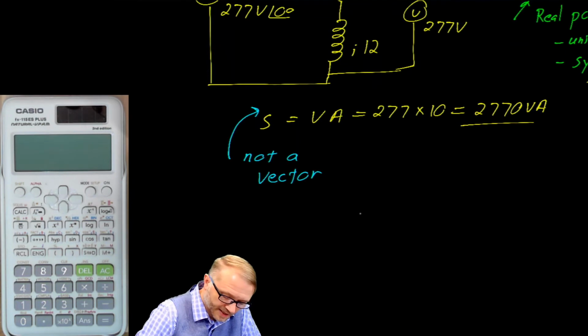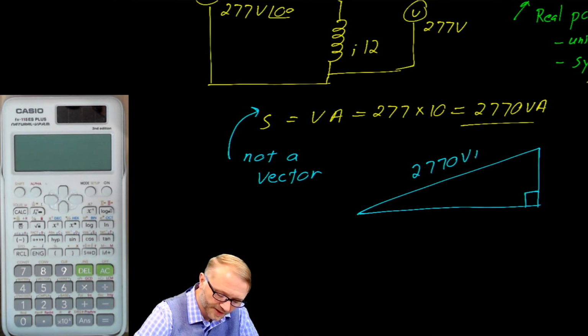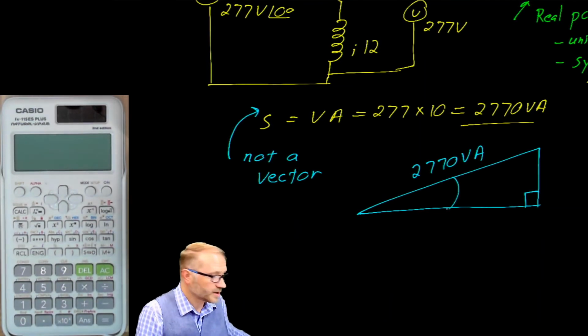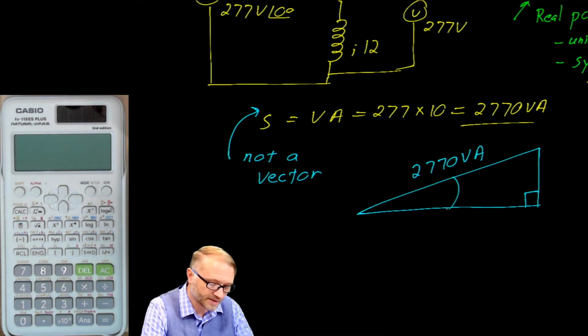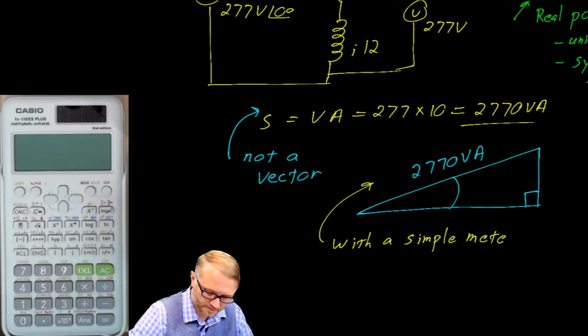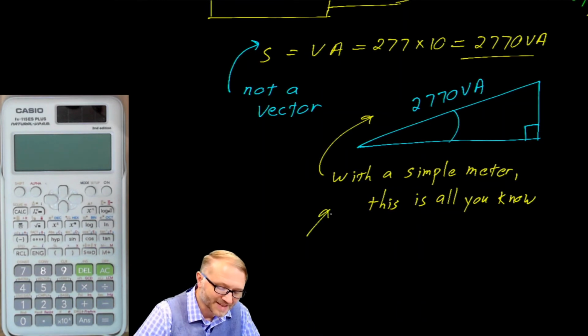I suppose we could try to put a power triangle together. The only thing we know is that the length of the hypotenuse here is 2,770 volt amps. That is all we know. And that's all a meter such as this can actually tell you. It can only tell you apparent power. Now we could add another note here that simple meters do not know angles.